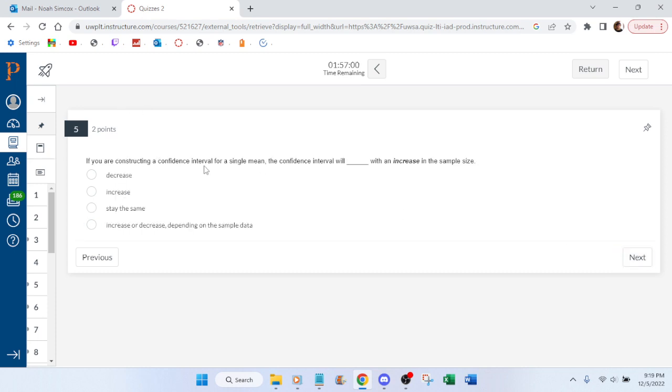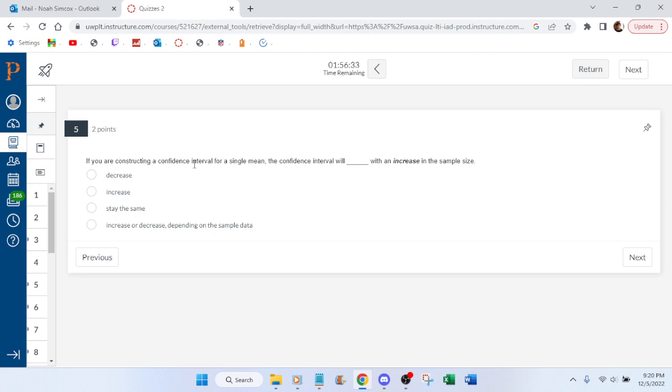If you are constructing a confidence interval for a single mean, okay. A few of these were quiz questions. I wish I had studied that. The quiz questions. Anyways. Oh, dude, the magnets fell off.